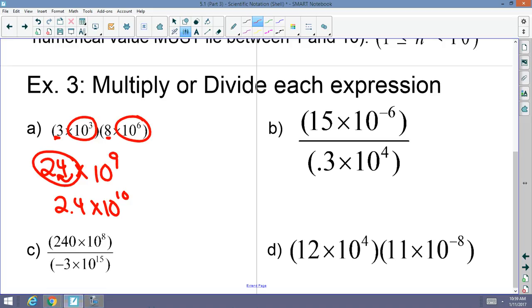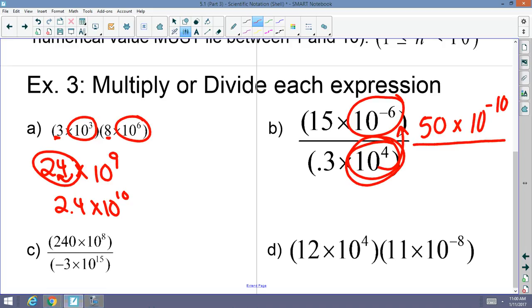15 divided by 0.3, just for giggles here, it's 50. So I've got 50 times. What's 10 to the negative 6 divided by 10 to the 4th? Remember, if you make it 10 to the 4th, that means it's going to come down here. For scientific notation and scientific notation alone, you will be allowed to use negative exponents. So you're going to actually bring this guy up. So it's going to be 10 to the negative 6 times 10 to the negative 4th, which is 10 to the negative 10th.